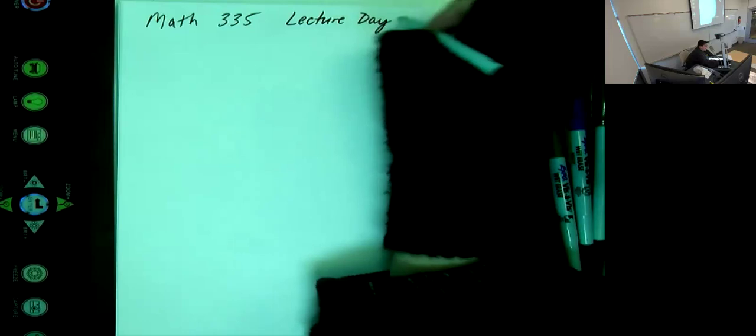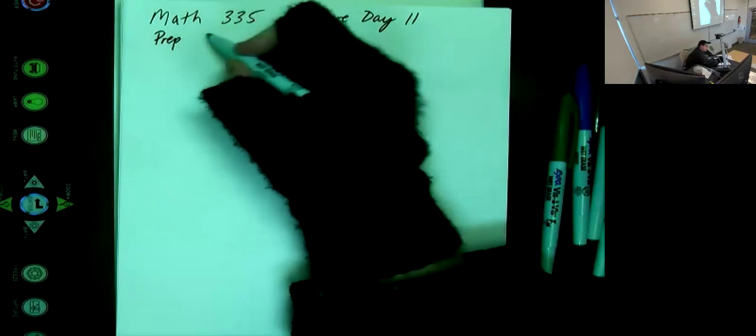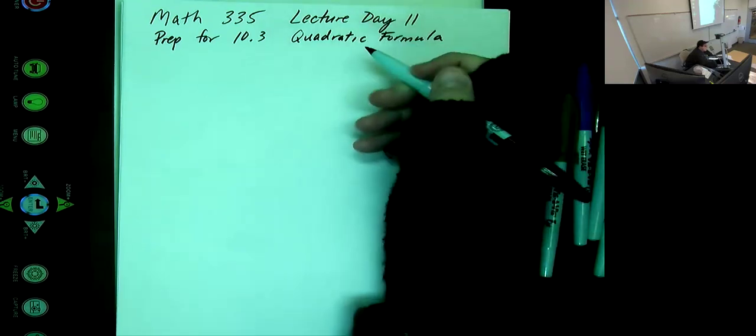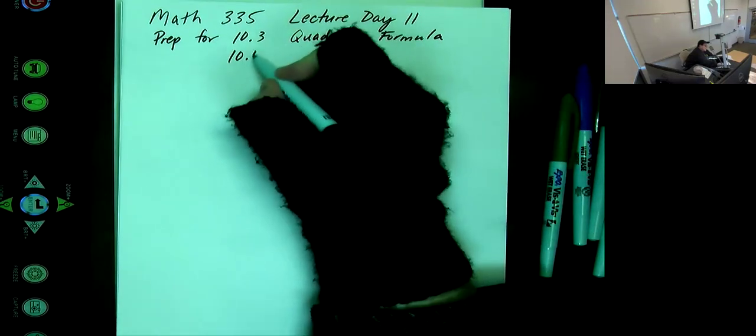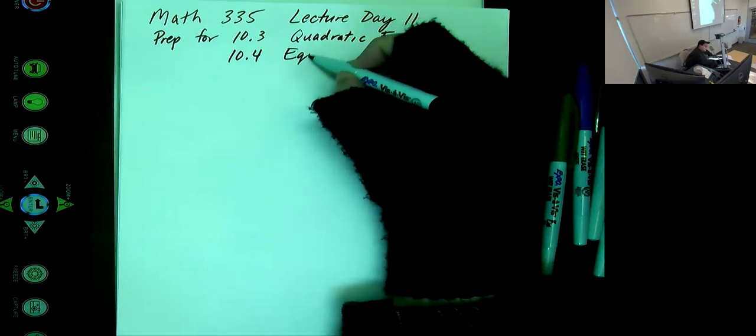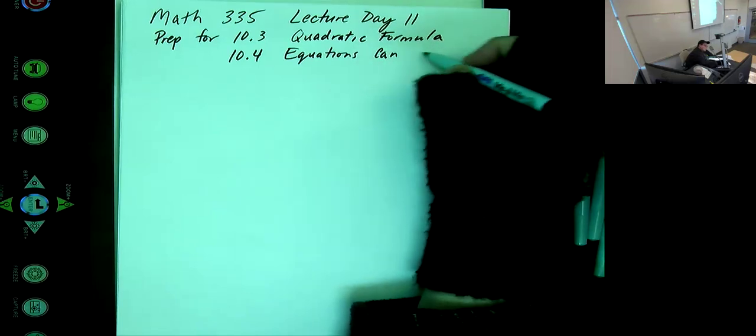We're on 11, aren't we? Yeah. Today, 11, we are prepping for 10.3 and 10.4. 10.3 is on the quadratic formula, which we derived at the end of the last class on Tuesday. We derived it from scratch. And 10.4 is on equations that look quadratic or can become quadratic, can be solved as quadratics.